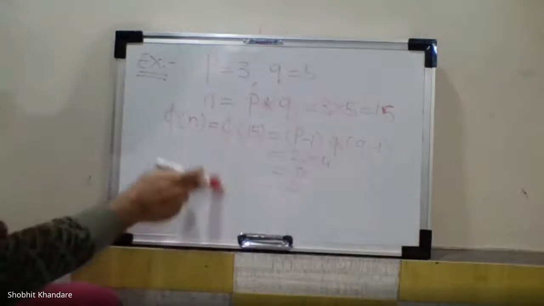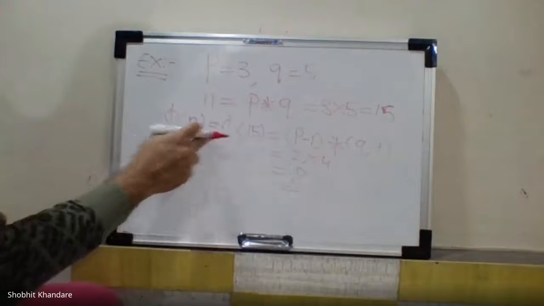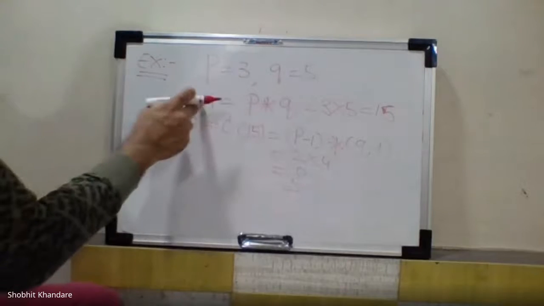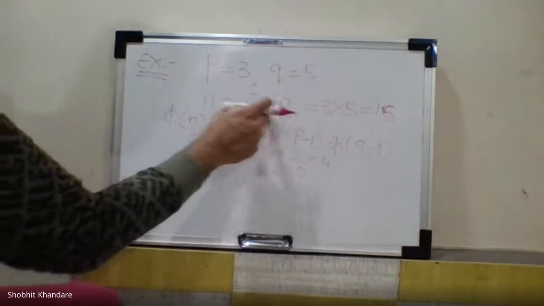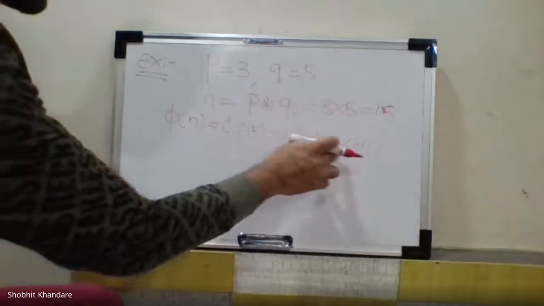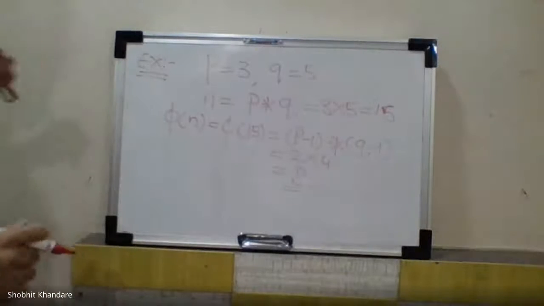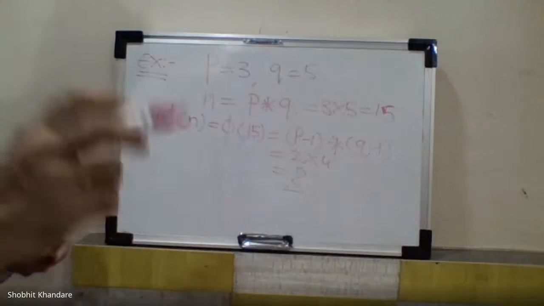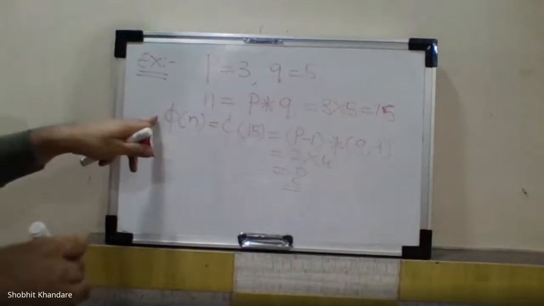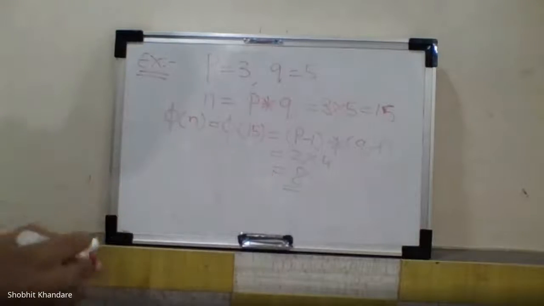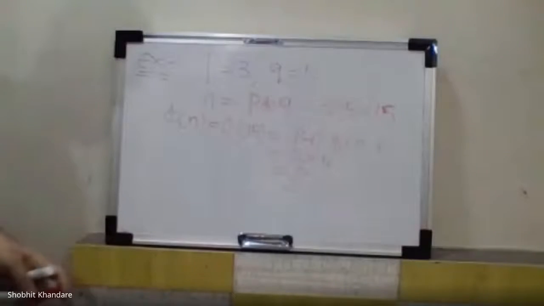But here we can directly use the formula as per the RSA algorithm. Phi of n, when P and Q are prime numbers, I can directly write P minus 1 into Q minus 1. So it is 2 into 4, which is 8. So we have got phi of n, the Euler totient function, that is 8. Proceed to the next one now.